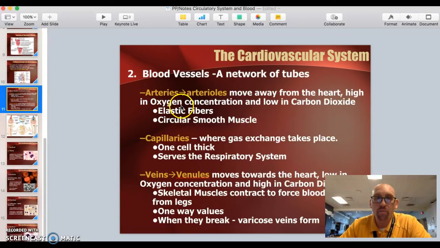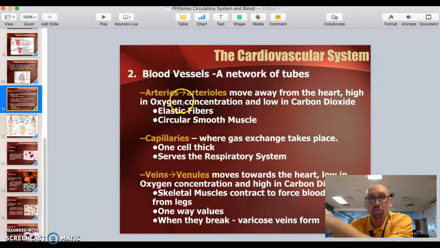So these are some things you need to remember. Arteries branch into smaller branches called arterioles, but essentially arteries always go away from the heart, and they are usually high in oxygen and low in carbon dioxide because they're leaving the heart to go out to deliver oxygen to the blood. Like I said, they're made of circular smooth muscle. The one exception to these rules are the pulmonary artery and vein. The pulmonary artery is the only artery that would be low in oxygen because it's taking blood away from the heart but to the lungs.